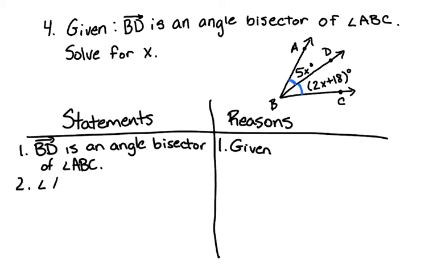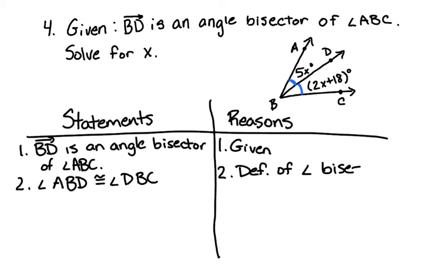Angle ABD is congruent to angle DBC. So what we used to come up with that angle ABD is congruent to DBC is the definition of angle bisector. Okay, hope that makes sense to everybody. If not, please let me know and I'll help you more in class.